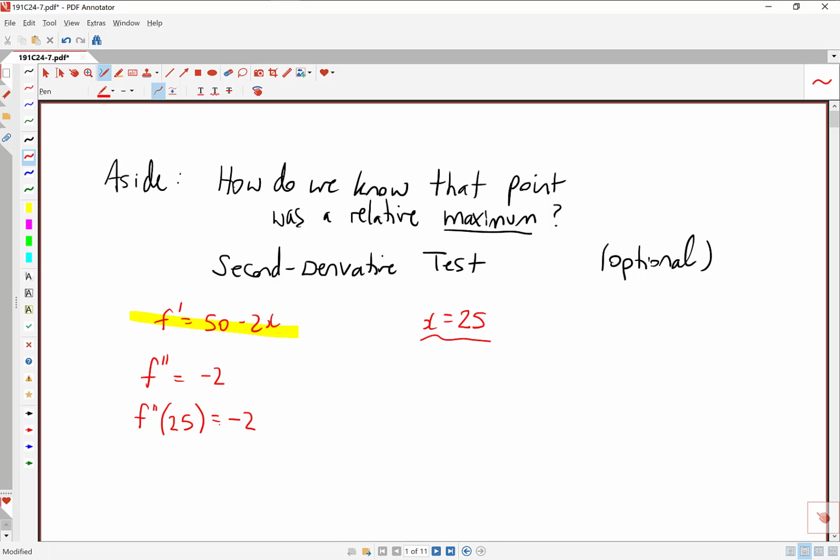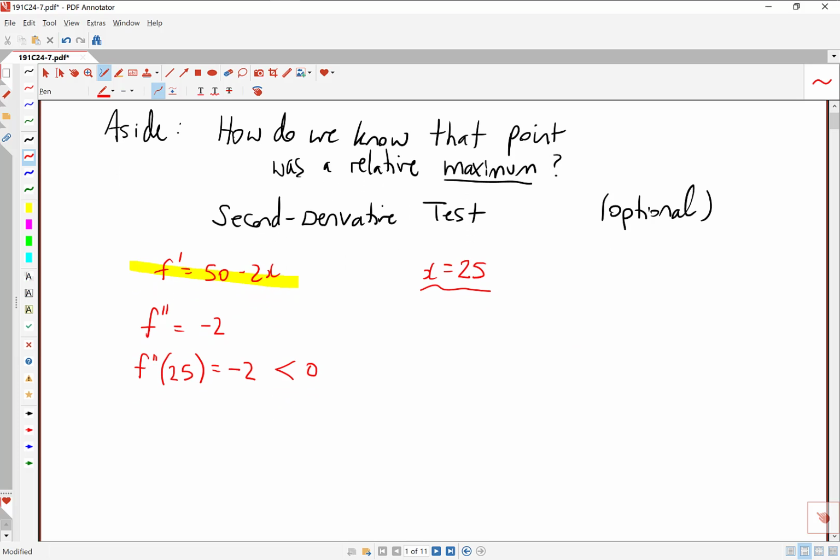Okay, now all we really care about here is the sign of f double prime at your critical point. The important thing to notice here is that it's negative. So let's think back to curve sketching and think about what that tells us. Second derivative being negative tells us that our curve is concave down. So concave down, that's a situation where the cereal is on the floor.